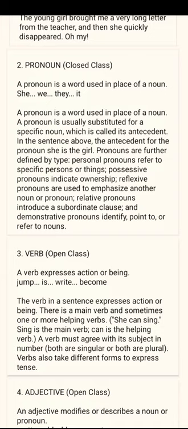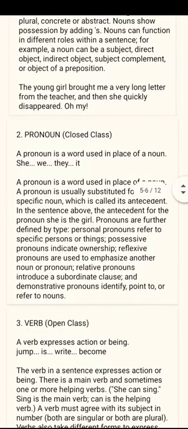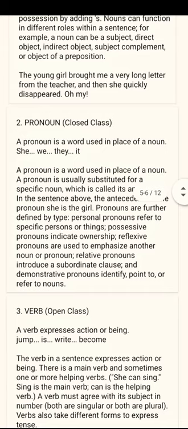A pronoun is usually substituted for a specific noun, which is called its antecedent. Some people pronounce it antecedent or antecedent. In the sentence above, the antecedent for the pronoun she is the girl. Now, the sentence we are referring to, just above the pronoun: the young girl brought me a very long letter from the teacher and then she quickly disappeared. Oh my. If you look at this sentence, which will be used further as well, the antecedent for the pronoun she is the girl.